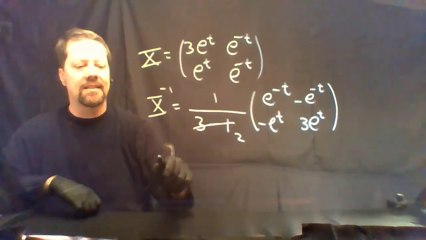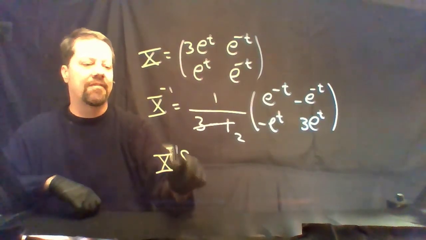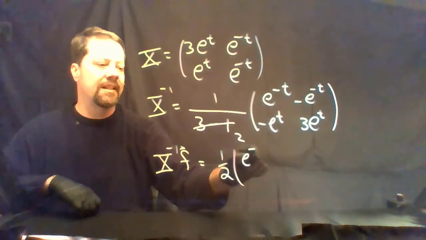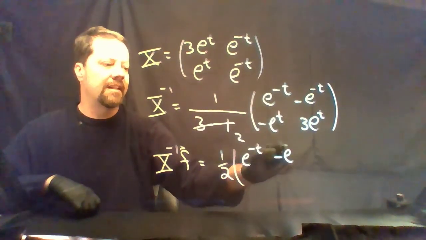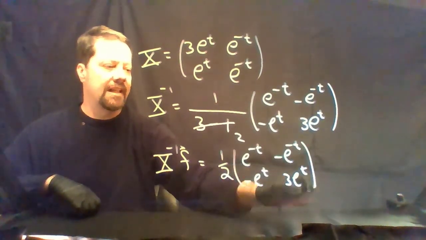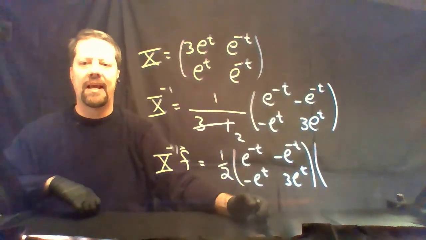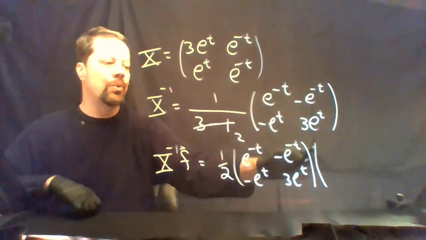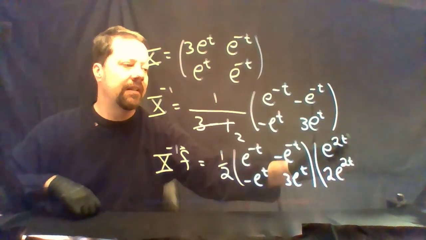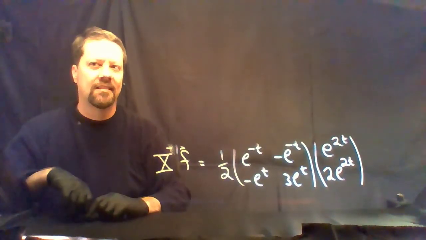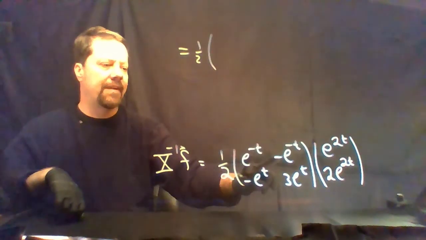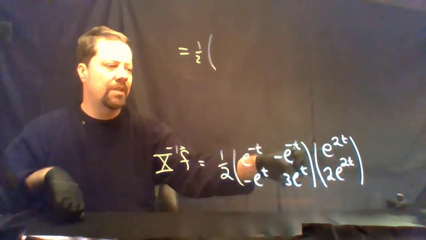The next step is to calculate x inverse times f. So we're going to have 1/2 times this matrix, [e^-t, -e^-t; -e^t, 3e^t], and the forcing function had e to the 2t times the vector [1, 2]. That's going to be [e^2t, 2e^2t]. Performing the product, the 1/2 is just a scalar coming along for the ride right now. We multiply row times column over here.